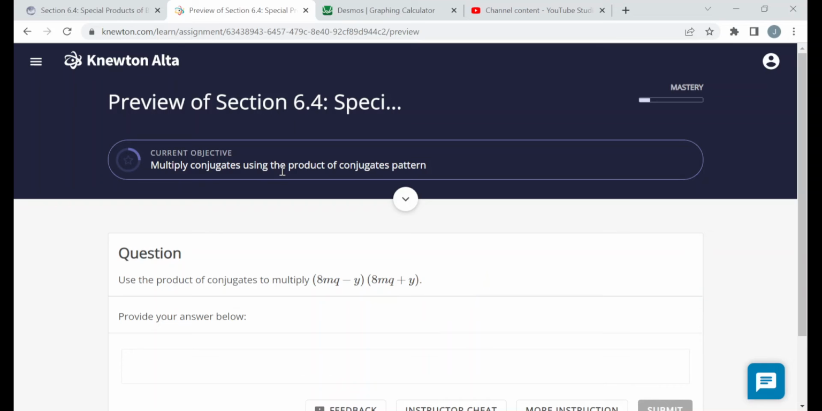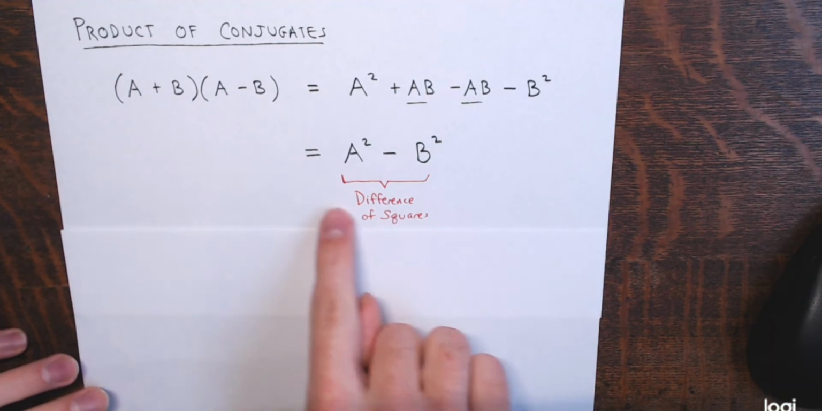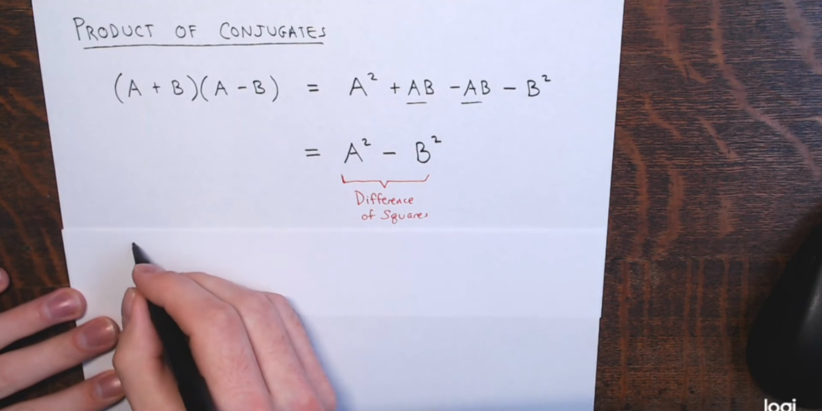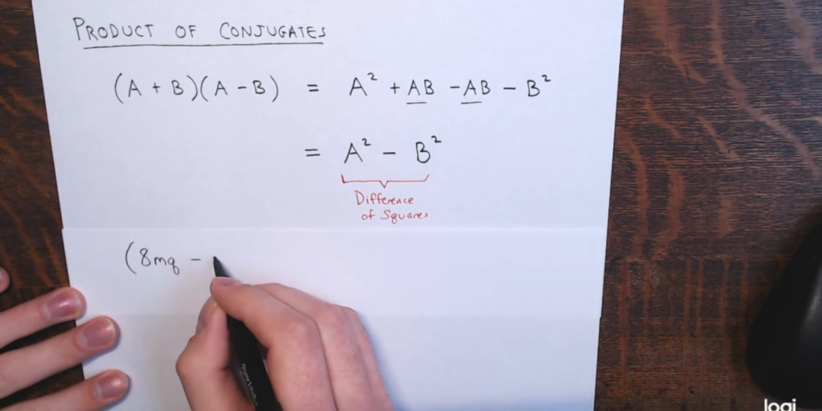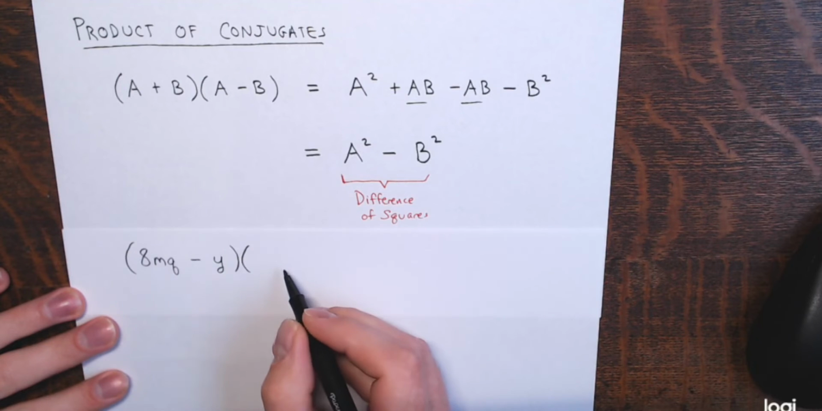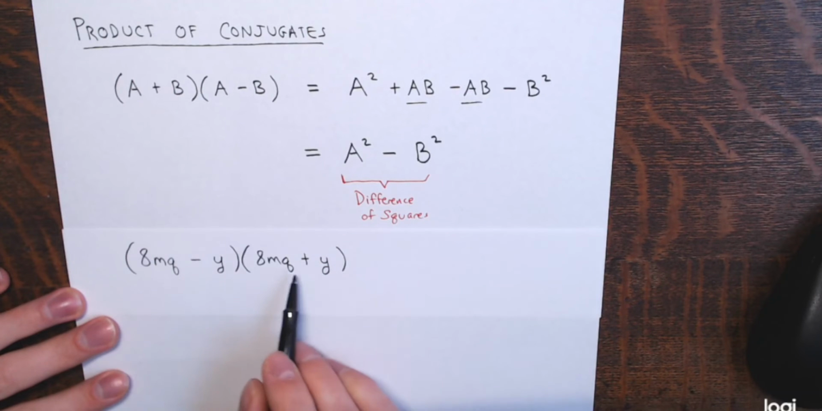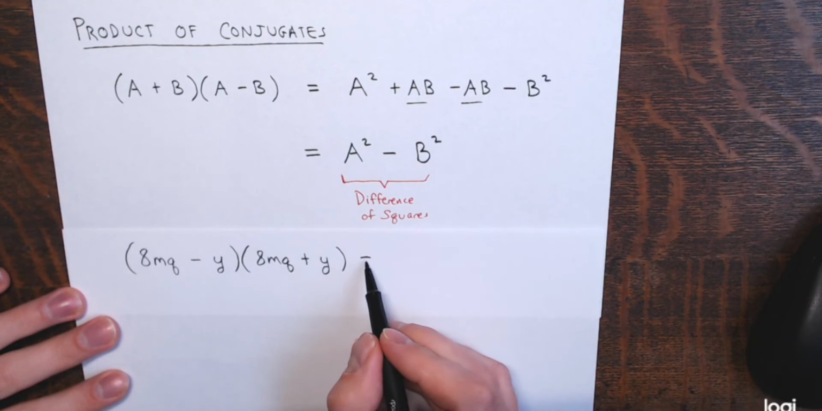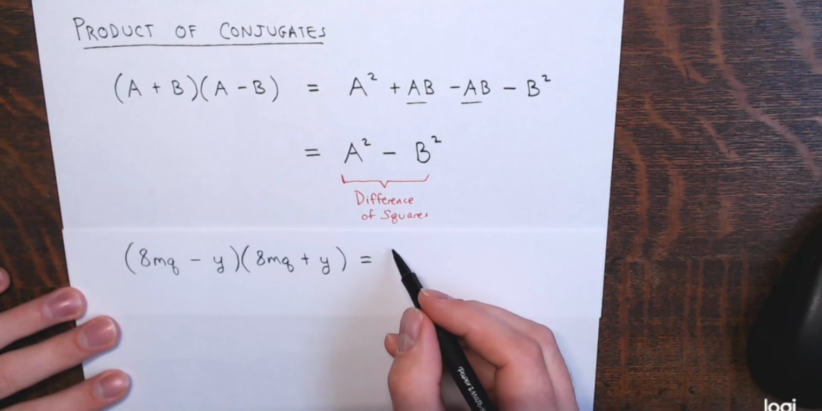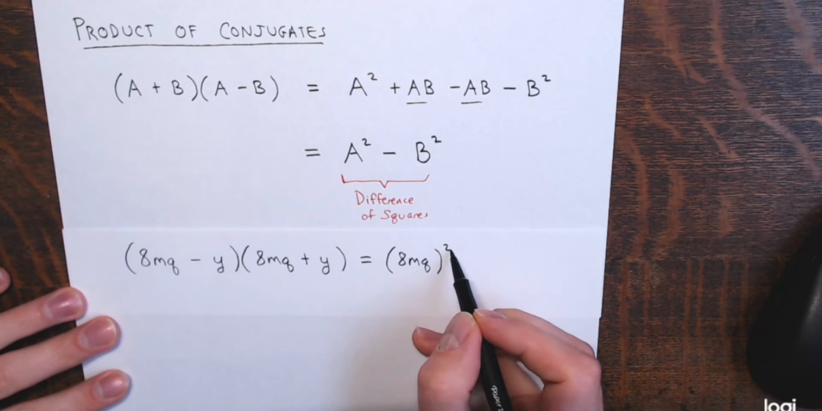All right, so still working with products of conjugates here. So again, I'll write this out underneath the formula I had written out. We have this product of conjugates pattern up here. And here we're given 8mq minus y times its conjugate, 8mq plus y. So hopefully, again, you recognize this as a minus b times a plus b, a product of conjugates. So I should end up with a squared minus b squared, or in this case, 8mq squared minus y squared.